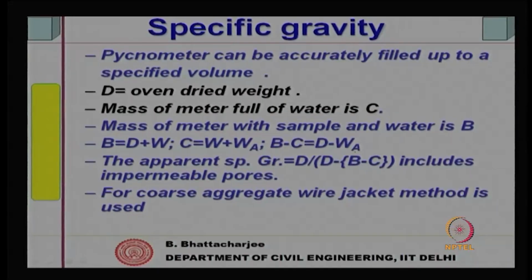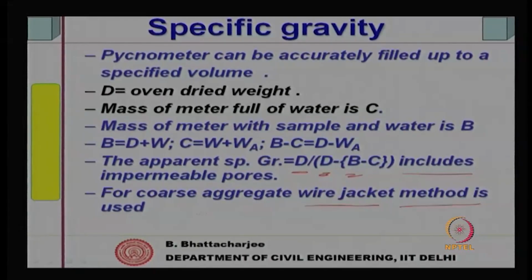Now, if you are doing it in CGS units, that is centimeter, grams per cc, then in that case specific gravity you can simply find out without any conversion or anything of that kind. Simply, specific gravity will be D divided by D minus (B minus C). This includes impermeable pores. The specific gravity is not the specific gravity of the material, but it is apparent specific gravity, because the pores which are not filled by water will be considered as solid in this sort of measurement.